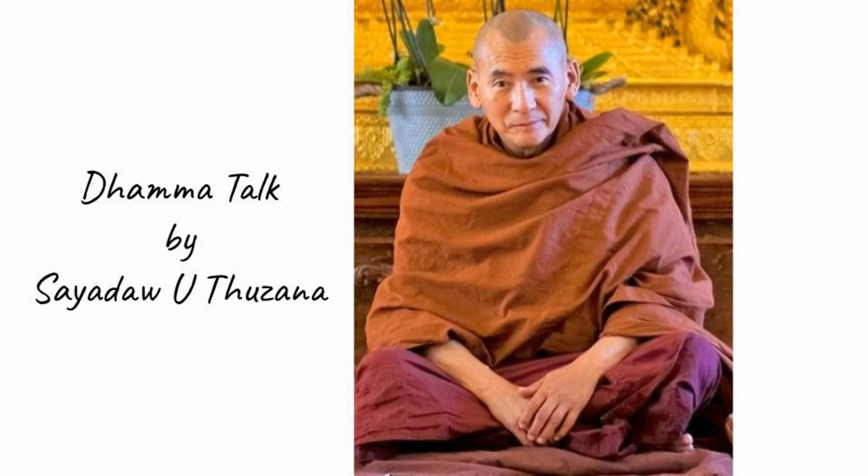These five factors are called Karaka Magganga, or we may call them active factors. Now there are other three that have to do with the moral conduct, that have to do with sila. They are right speech, right actions, and right livelihood. Samma vacha, samma kammanta, and samma ajiva.